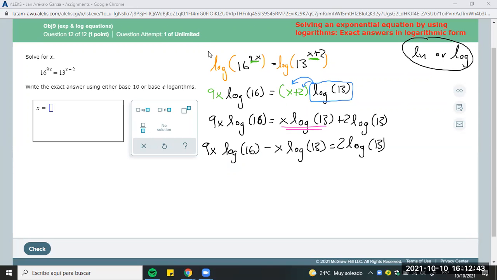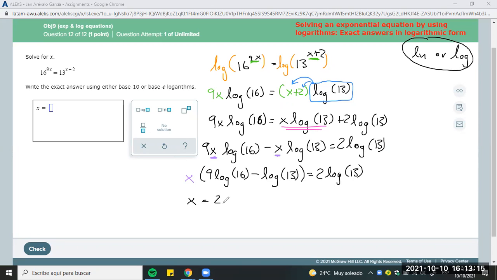And then, as you can see here, I have a common term, so I can factor it. And it will be x times 9 times the logarithm base 10 of 16 minus the logarithm base 10 of 13. And that equals 2 times the logarithm base 10 of 13. After all, I'm going to divide everything by what's being multiplied by the x. And it will look like this.